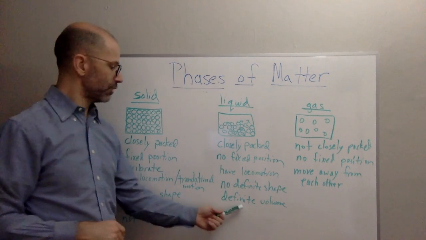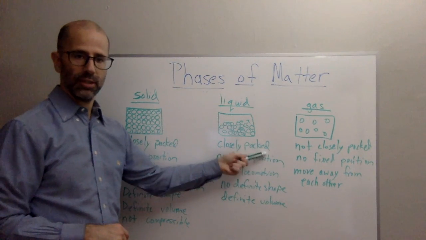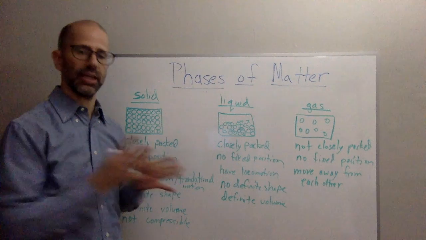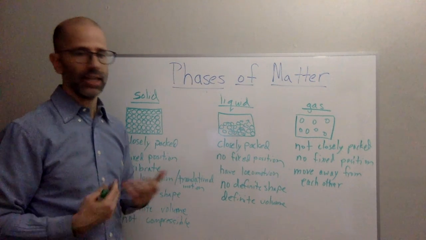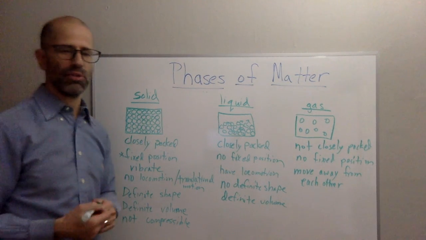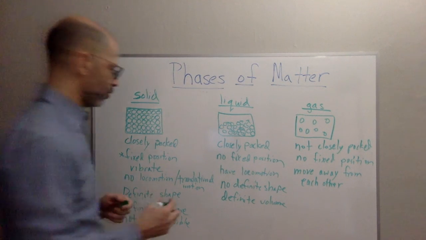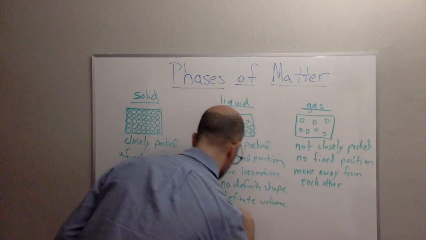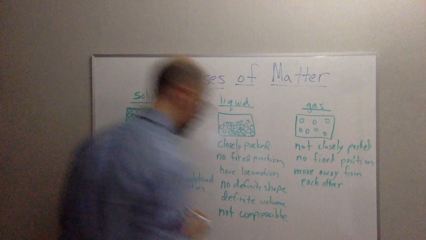Okay, so there is a definite volume, and that's because they're still very closely packed to each other, right? They're not going to move away from each other. They're going to stay pretty much in contact with each other, but they can move around past each other. Okay, and because of that, liquids are also very non-compressible. You're not going to compress the liquid all that much. You might be able to compress it a little bit, but really not a lot. So, for all intents and purposes, it's not compressible.